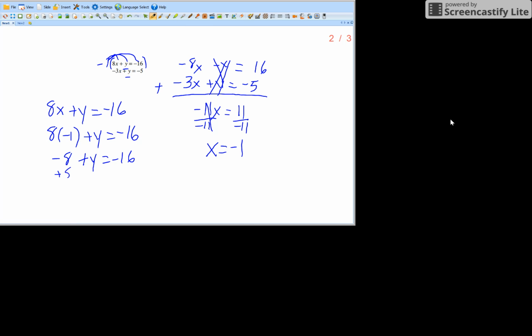We'll add 8 to each side. That will go away. We get y equals negative 8. So a solution to this system of equations is x equals negative 1 and y equals negative 8. So our ordered pair, or coordinate pair, is negative 1, comma, negative 8. That is our answer.